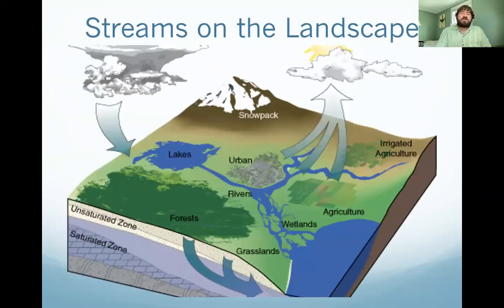So when we think about streams on the landscape, where do they occur, right? They occur generally at lower points on the landscape, and the landscape they drain is called the drainage basin. So they are gathering the water that comes off the landscape and draining it to a larger body of water, eventually, an ocean or a lake.